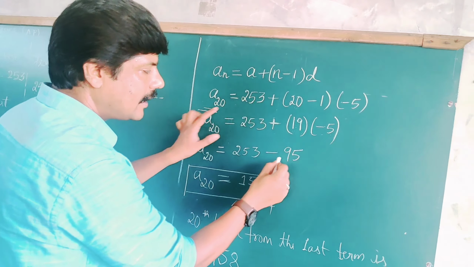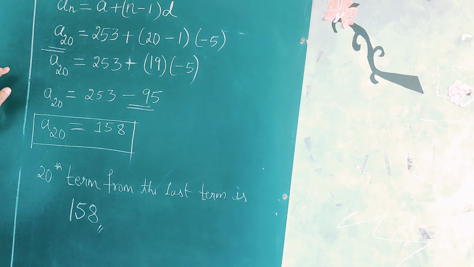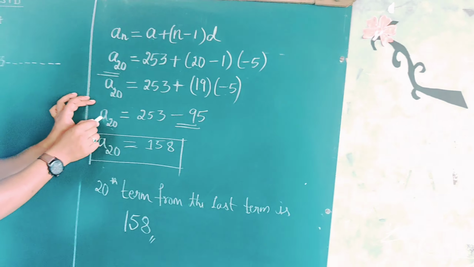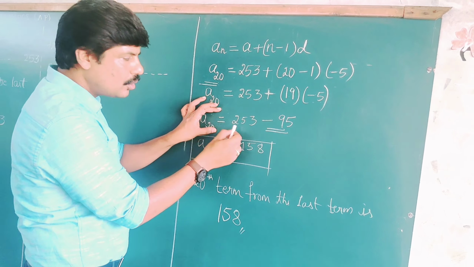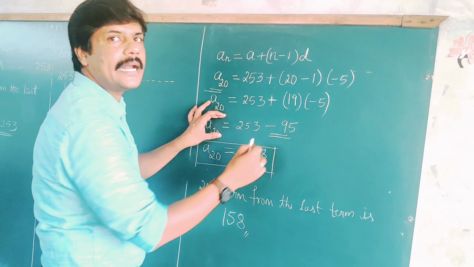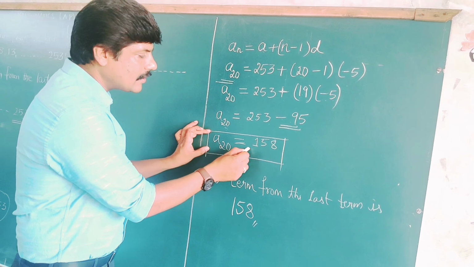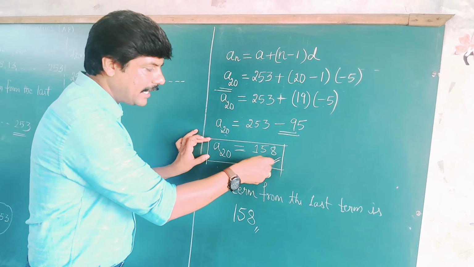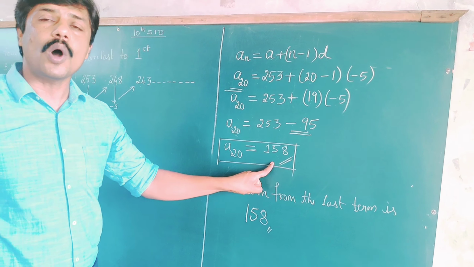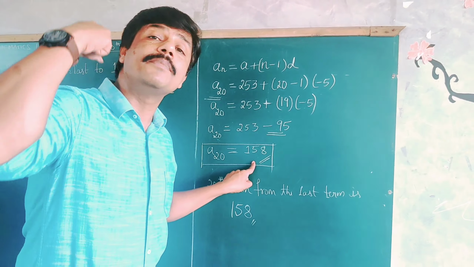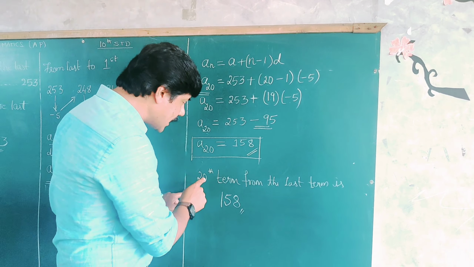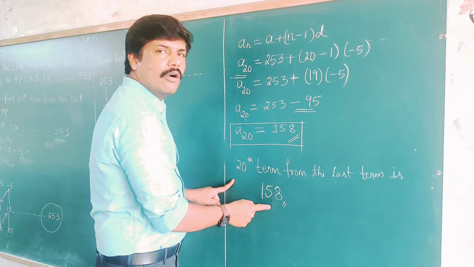19 times minus 5 is minus 95. Thus you will have A20, the 20th term, equal to 253 minus 95. What is 253 minus 95? It's nothing but A20 equal to 158. 158 is the answer. What is the 20th term from the last? The 20th term from the last is 158.